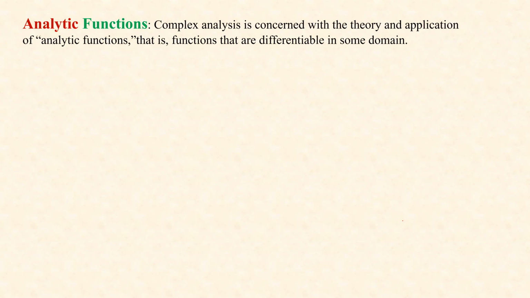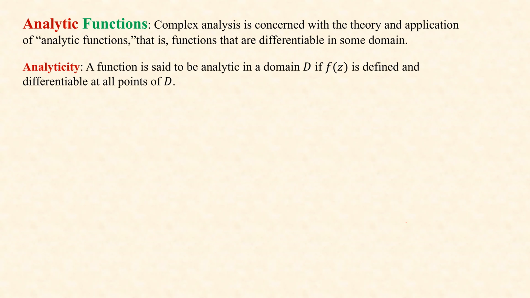Now we're going to talk about analytic functions. We defined limit, continuity, the derivative, and now we want to say what an analytic function is. Complex analysis deals with analytic functions, which are functions that are differentiable in some domain. Analyticity is defined this way: a function is said to be analytic in a domain D if f of z is defined and differentiable at all points of D. Differentiability means that those limits exist at all points in a domain D. Therefore, we call a function that has this property an analytic function.